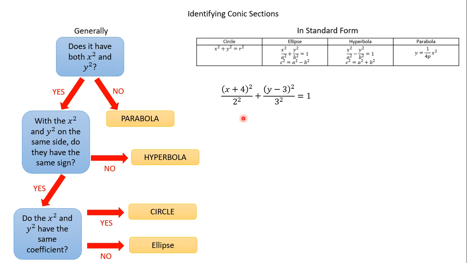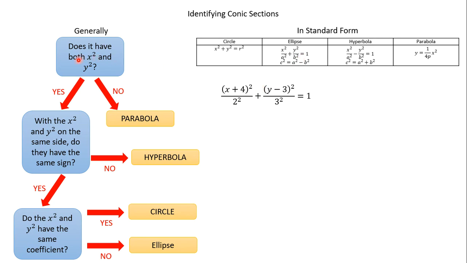So this one is in standard form, so we could just look up at standard form. Let's see, we have x squared and y squared, and it's a plus, and our radii are different. This would be an ellipse. Like, you see that this equation matches the ellipse equation.